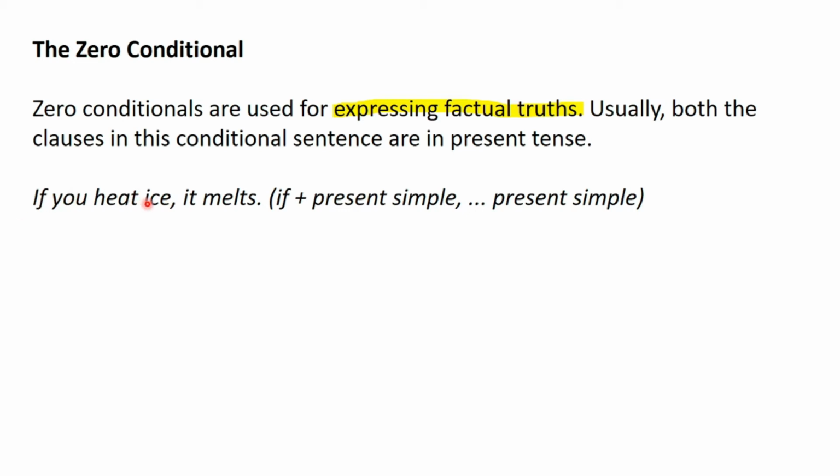If you heat ice is the first part of this conditional sentence, and it melts is the second part of this conditional sentence. This is the condition which, if met, will lead to this consequence. If you heat ice, it melts. The important thing to note is that in the first part of this sentence we have the if clause, if you heat ice, and this if clause is in the simple present tense, and the consequence on the other side of the conditional sentence, that is it melts, is also in the simple present tense. So every time you want to use a zero conditional, or every time you want to express a scientific truth in a conditional mood, you should use simple present tenses on both sides of the conditional sentence.